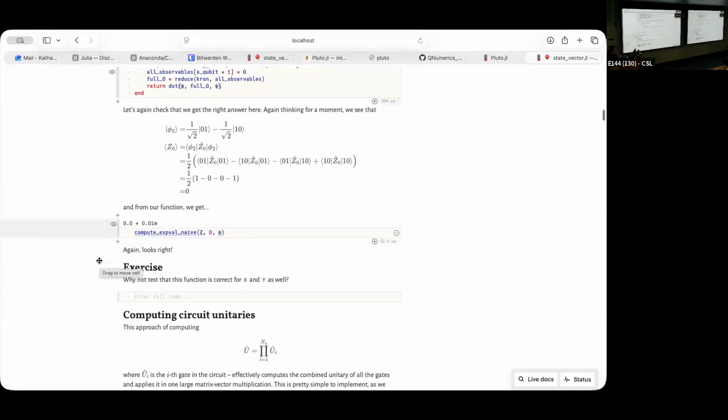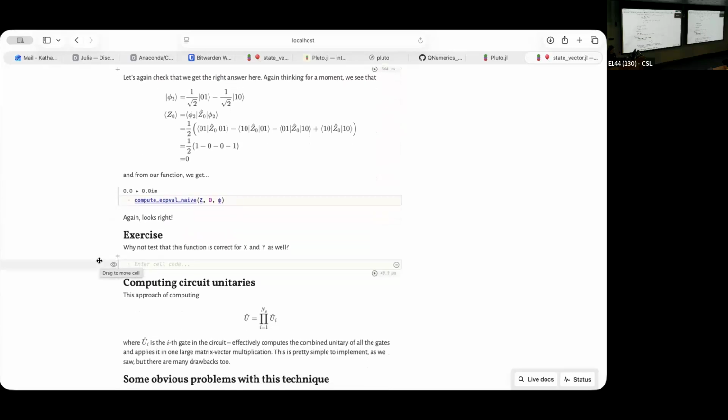So again, for this function, I can go through and just check that I get the right answer. So I worked out by hand with my beautiful parentheses here what the correct answer should be. And at least this looks correct. And you can also check if you want that it's correct for single qubit operators like X and Y.